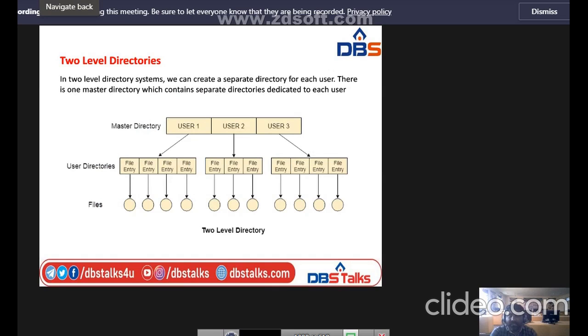First, each file has a path name consisting of the username, or we can say the directory name. Next, different users can have the same file names. Searching becomes more efficient as only one user list needs to be traversed. Next, the same kind of files cannot be grouped into a single directory for a particular user. So this is the two-level directory.